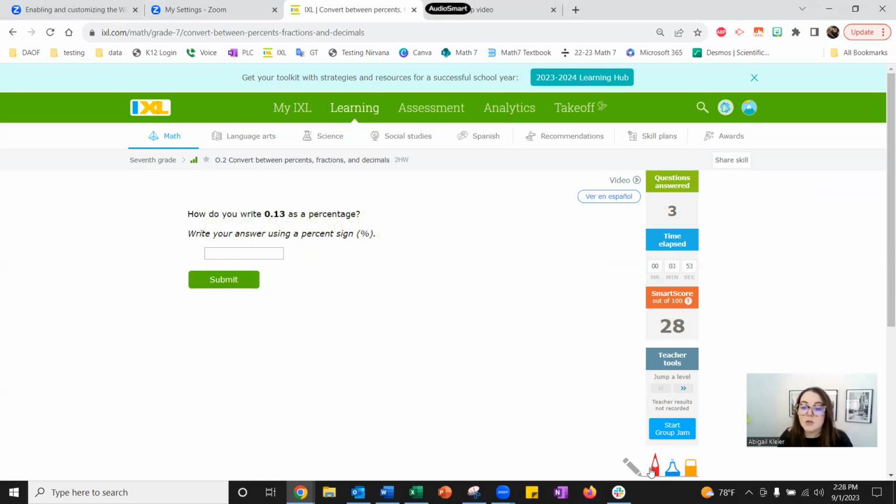Let's do this one as our last one. We've got 0.13 and we're converting this to a percent. So remember, if we start as a decimal, then we only need to do one step. Move that decimal point 2 spaces, and that gives us a percentage of 13%.